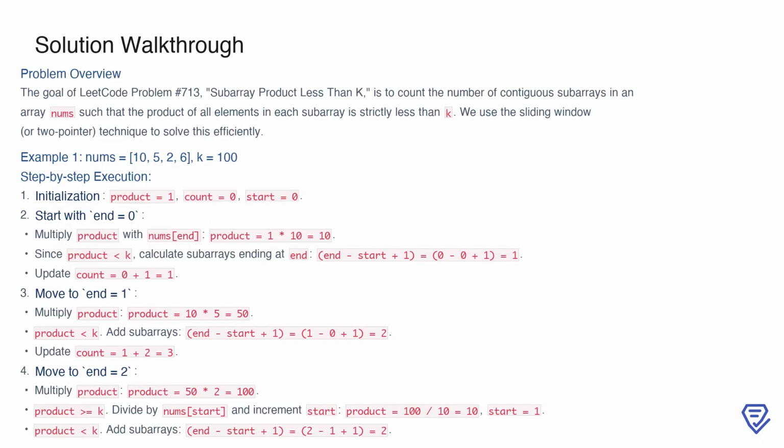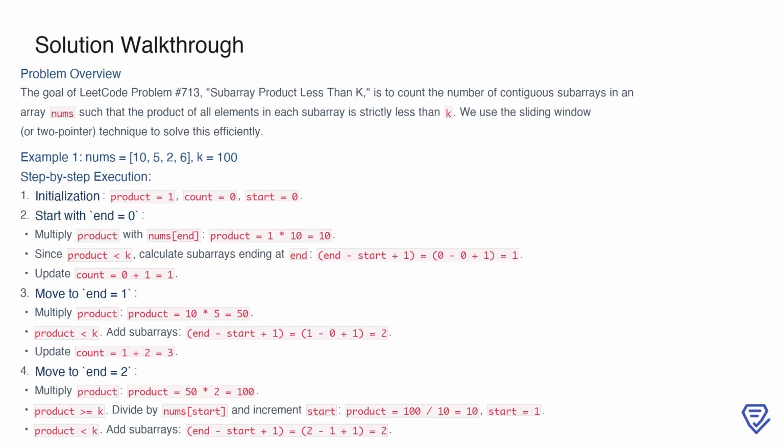In this problem, we are tasked with finding the number of contiguous subarrays within an array where the product of all elements in each subarray is strictly less than a given value, k. To solve this efficiently, we use a sliding window technique, also known as the two-pointer method. Let's walk through an example where nums is [10, 5, 2, 6], and k is 100.